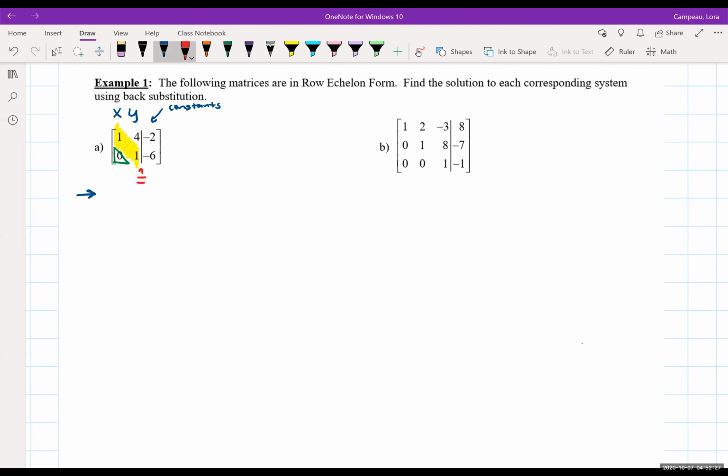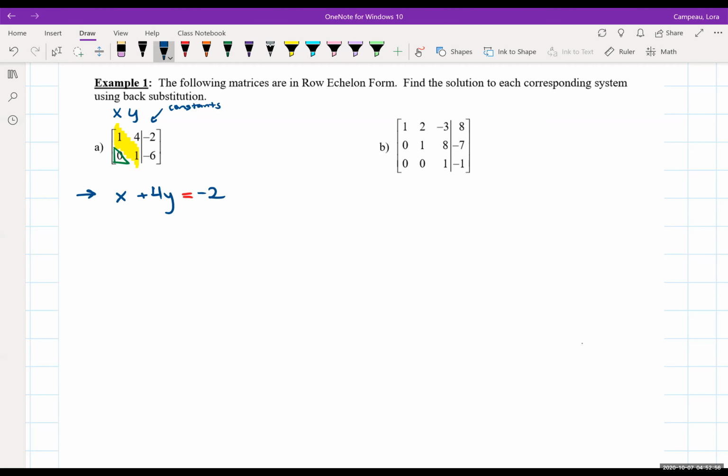This is going to be 1x plus 4y equals -2. And we don't have to write the 1. If you realize that's usually, we don't see that when we write the system of equations, so I can erase that. So x plus 4y equals -2, and let's make sure the x looks like an x.